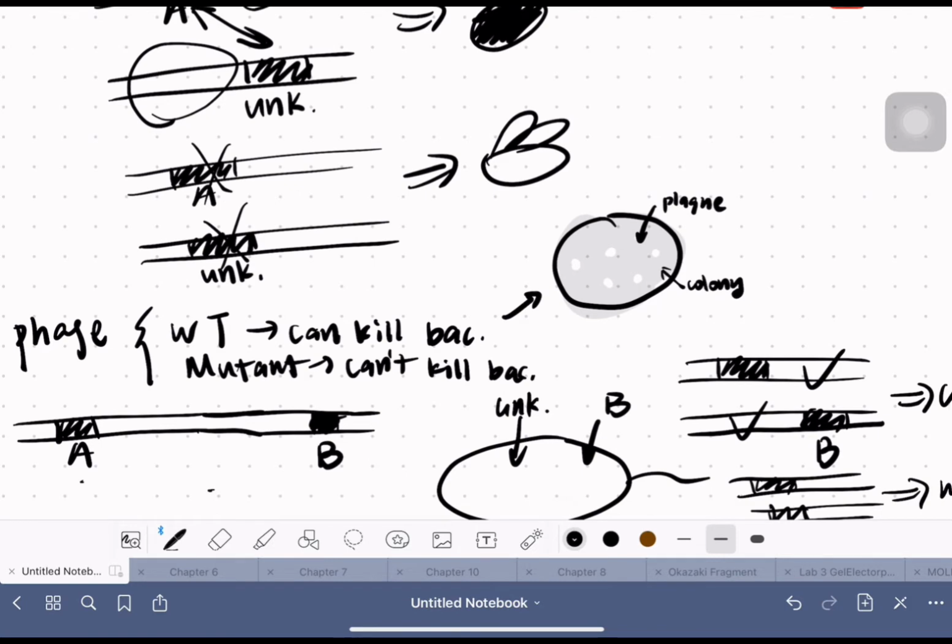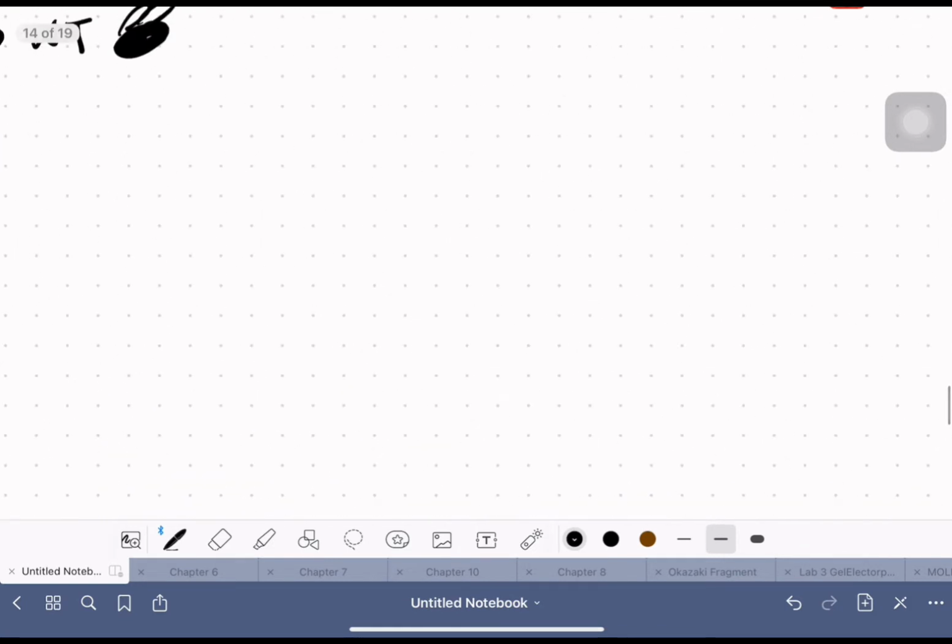Okay, so in the lab, you want to put two phage genes into a bacteria.